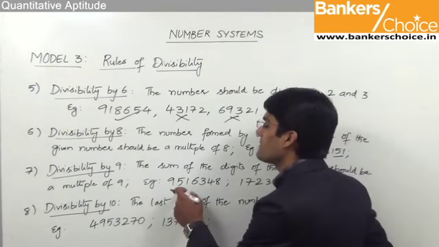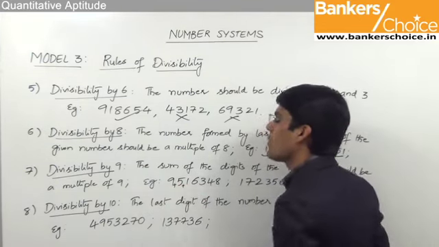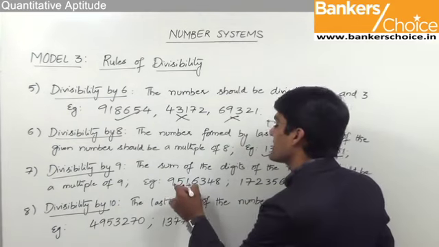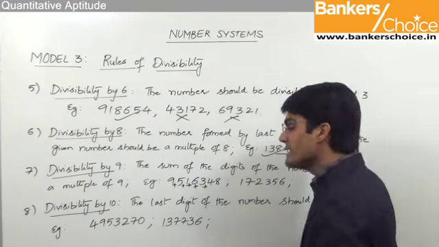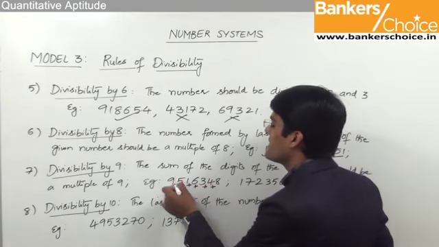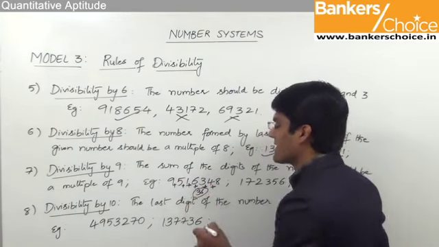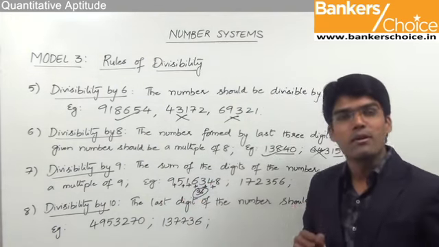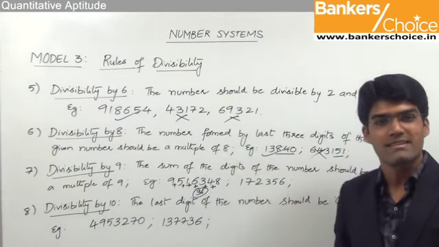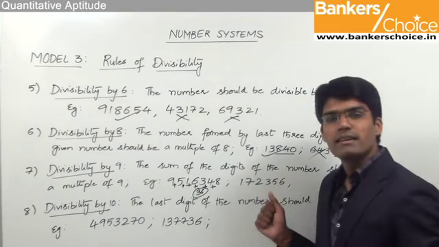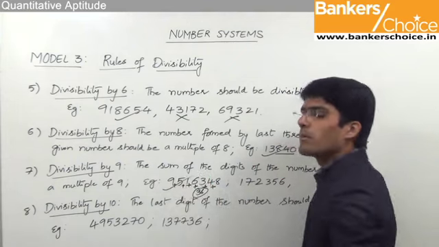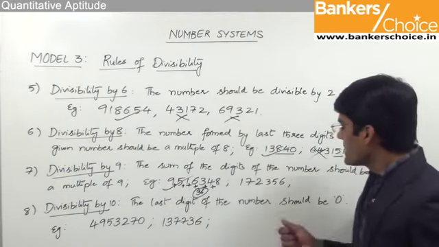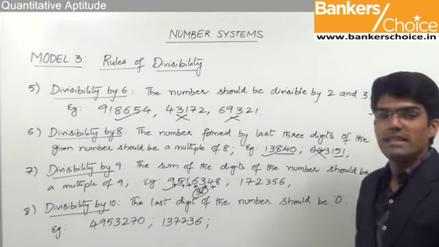So 9 plus 5 is 14, 14 plus 1 is 15, plus 6 is 21, plus 3 is 24, plus 4 is 28, and plus 8 is 36. That means the sum of the digits here is 36, and 36 is a multiple of 9. 9 into 4 is 36. So as the sum of the digits here is a multiple of 9, we can say that the given number is divisible by 9. The other example here is 172356.